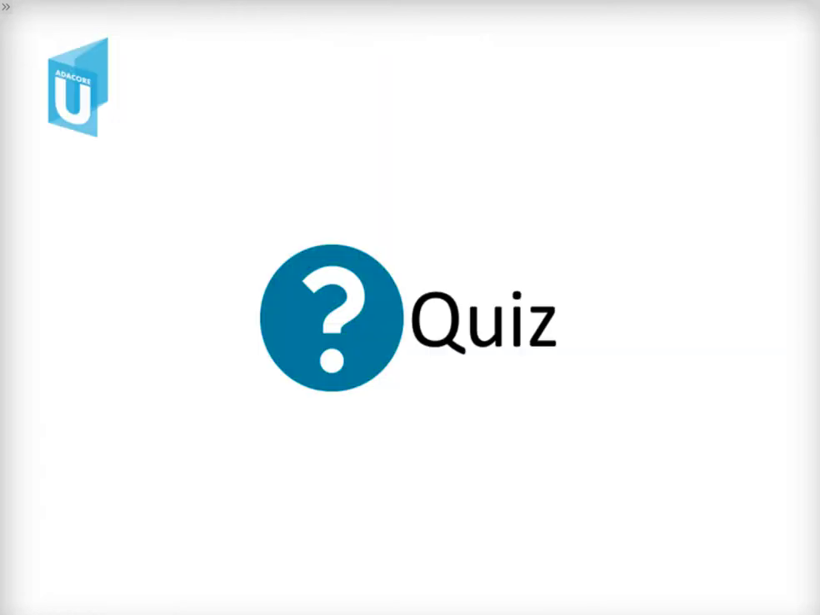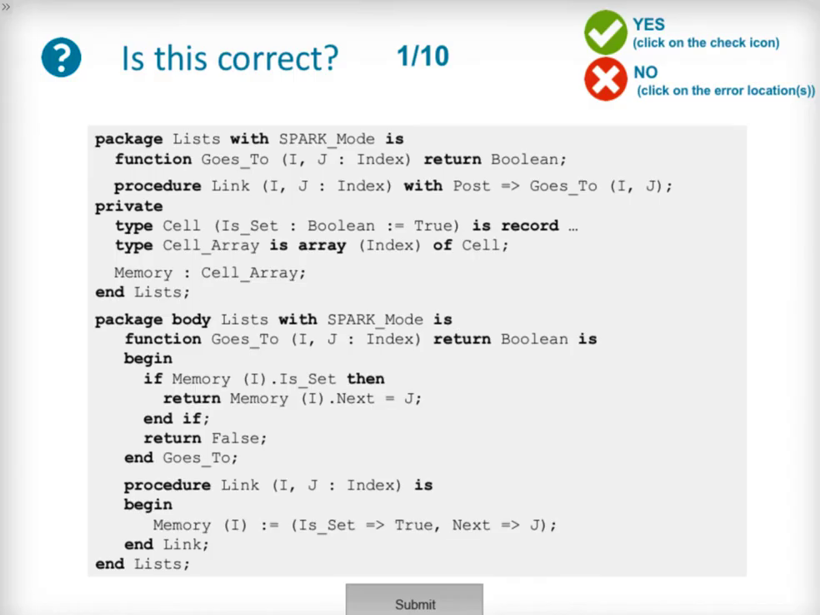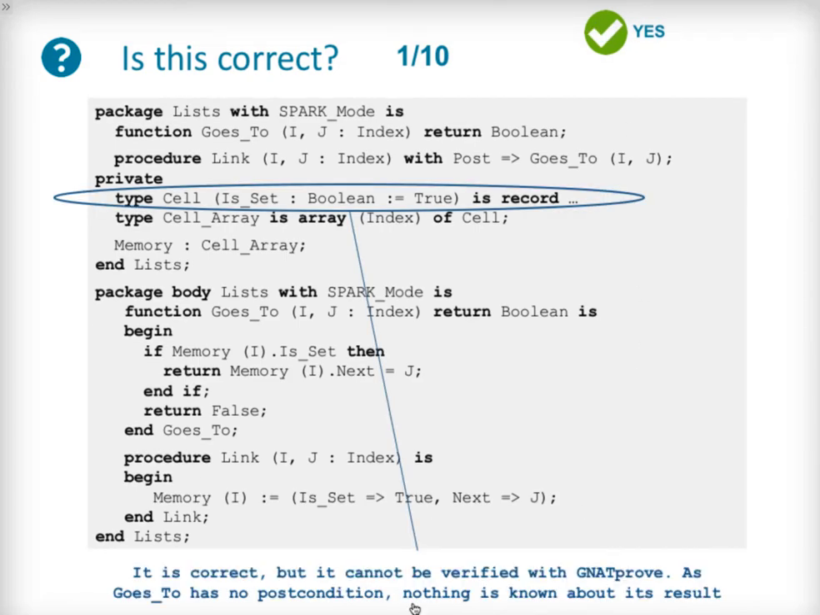That concludes the slides section of this lecture, and we shall now move on to the quiz section. Please review the code on this slide and click the yes tick icon if you believe the code is correct. Otherwise, click the line of code you think is wrong. Once you have made your selection, please click the Submit button. Here is the correct answer to the question. Once you have understood the answer, please click anywhere on the slide to proceed to the next question.